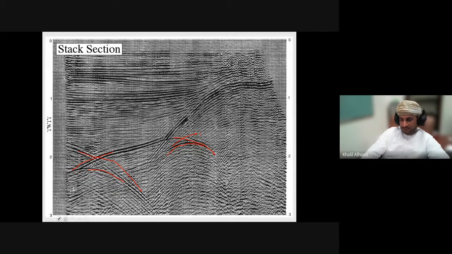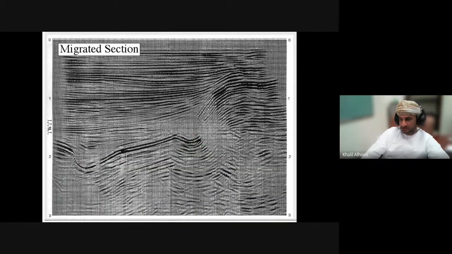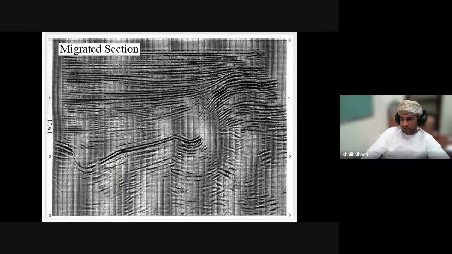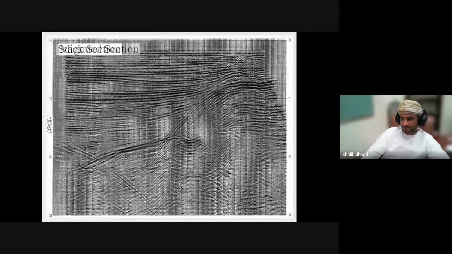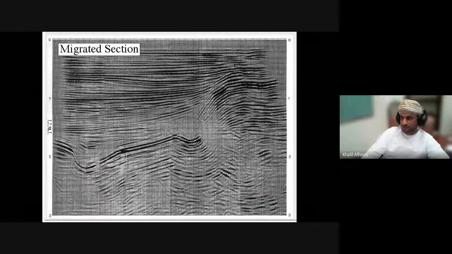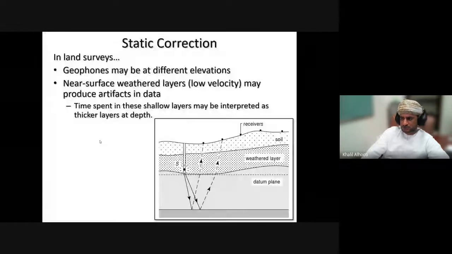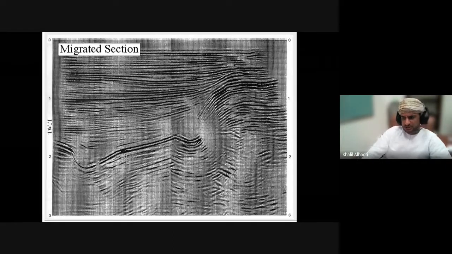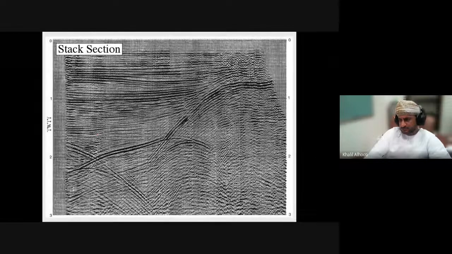And after applying migration, let's apply migration. You see a big difference between these two sections. That's after applying migration. So migration is a complex process, and it's easily recognized whether the section has been migrated or not.